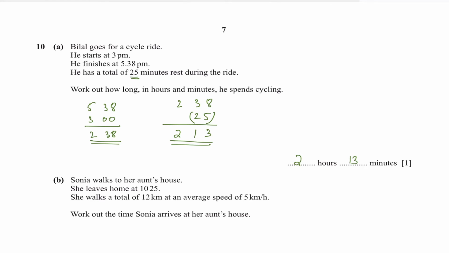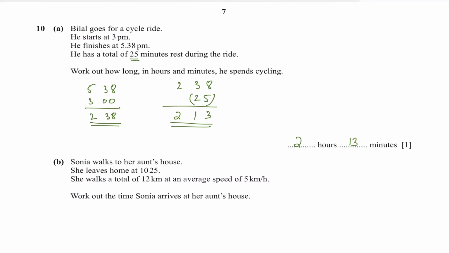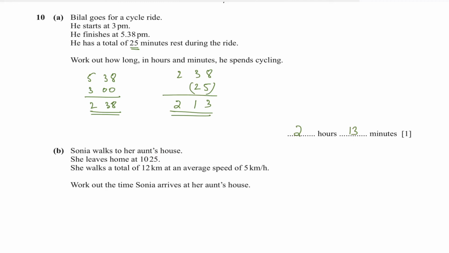The next part says Sonia walks to her aunt's house. She leaves home at 10:25. She walks a total of 12 kilometers at an average speed of 5 kilometers per hour.